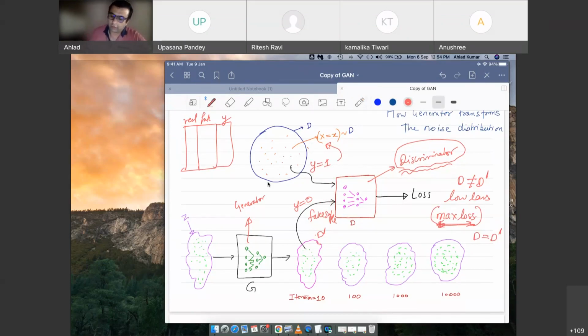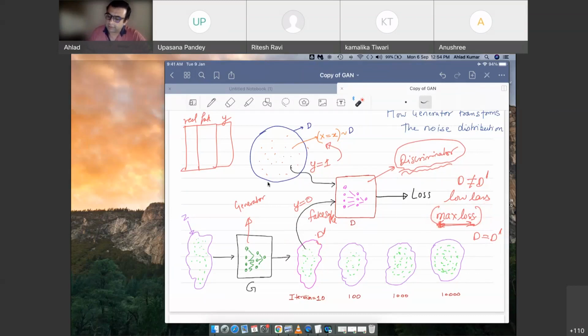In basic machine learning tasks, what we always try to achieve is a low loss. But in this particular task of generative adversarial network, what we are trying to achieve is a maximum loss. We want this discriminator to create maximum loss so that our D dash becomes equal to D. That is what we are trying to achieve. So this maximum loss is our target.